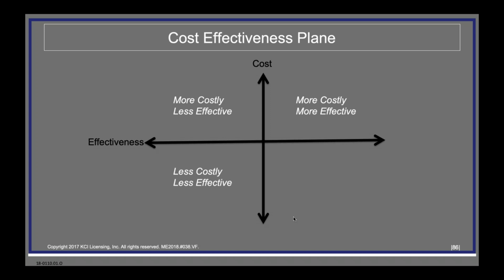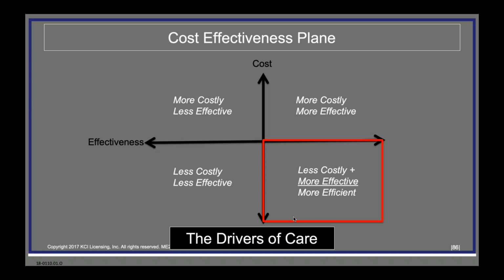That's not ideal either. Really, you don't want to be in the top right box either. You want to be in this bottom left, bottom right box where things are less costly, more effective, and provide more efficiency in the delivery of the healthcare system in which you practice. These are those three drivers of care that I talked about earlier: economics, efficiency, and effectiveness.